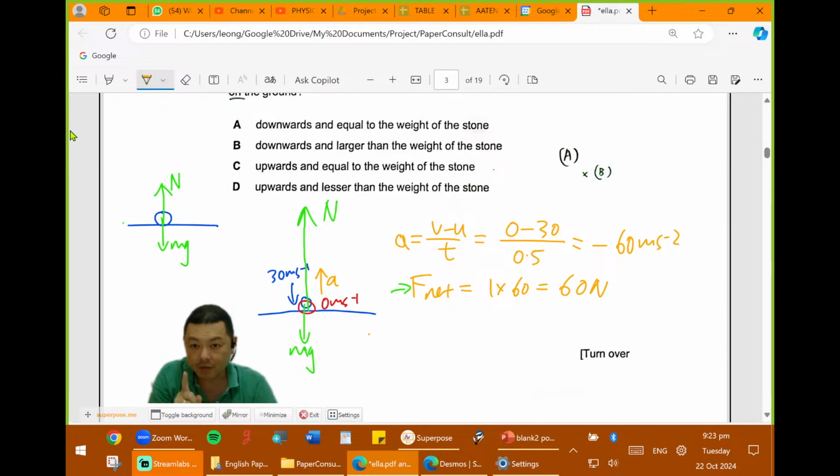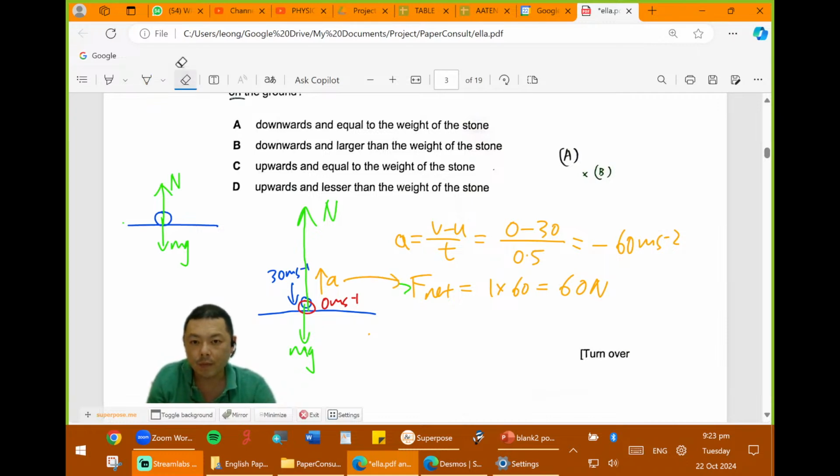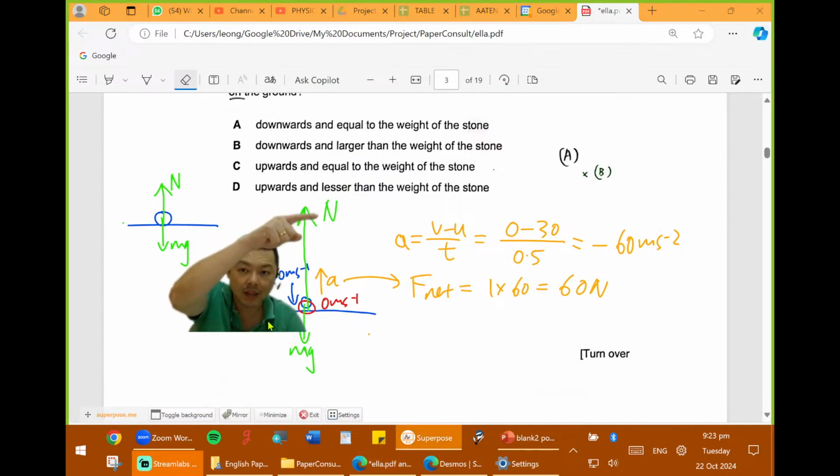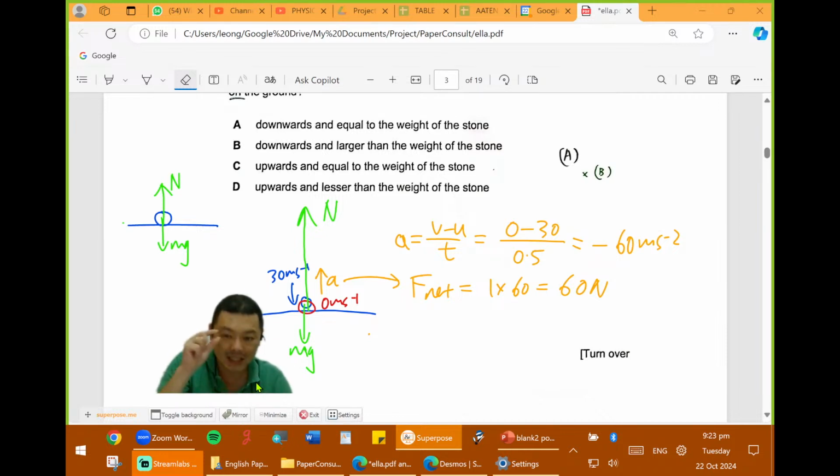And therefore, when we say acceleration, we think of resultant force, right? Therefore, for that very, very short amount of time, the resultant force must also be pointing upwards. But in order to get an upwards resultant force, the normal contact force must be bigger than the mg just for that very, very short amount of time. It's just to slow the stone down. You understand?